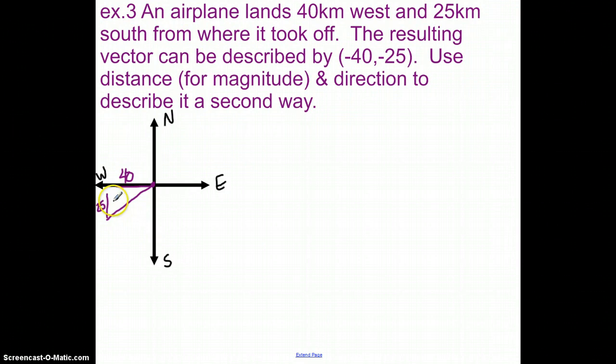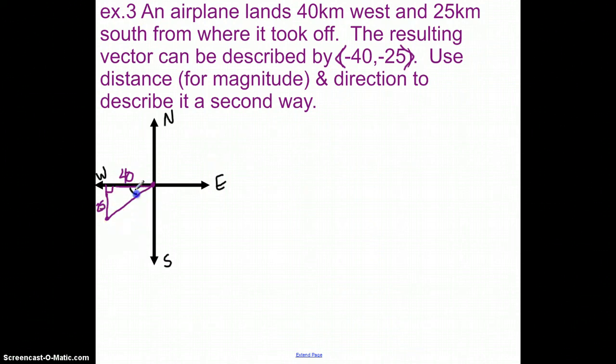It wants to know the resulting vector can be described by negative 40 and negative 25. Okay. Use the distance and magnitude to describe it in a second way. So they're saying that negative 40, negative 25 would be right here. And usually, remember, we would probably make those straight, those ones that look like the greater than and less than symbols on the end.